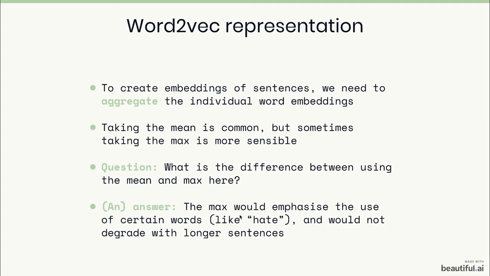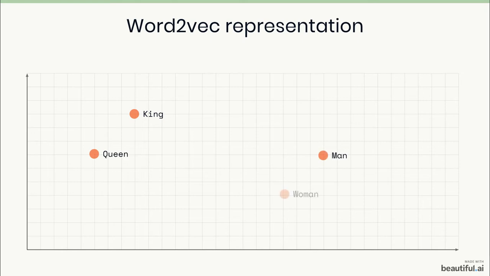If we're using the max, then hate, if it remains the max when we have longer sentences, it doesn't matter how long the sentence is, it would just spit out that representation. With Word2vec, we actually do obtain this picture that I showed you in the very beginning, in the first part of the lecture, where if we have a representation trained in this manner, we do get this relationship between king, queen, man, and woman that we saw before.